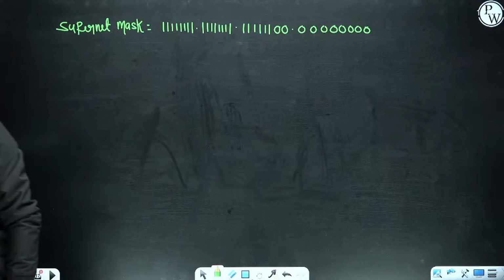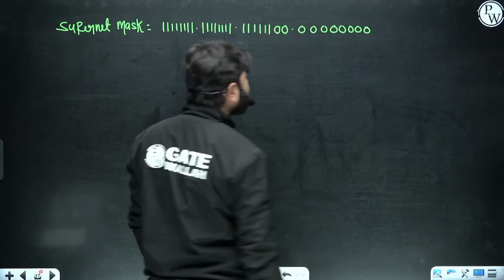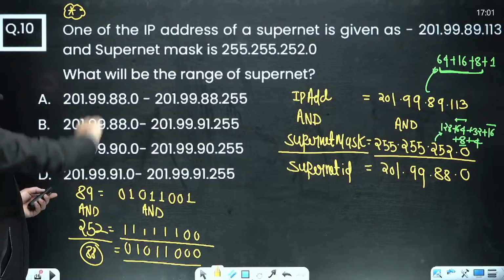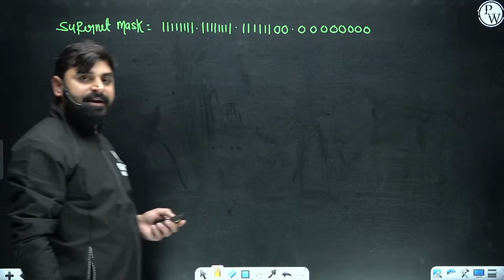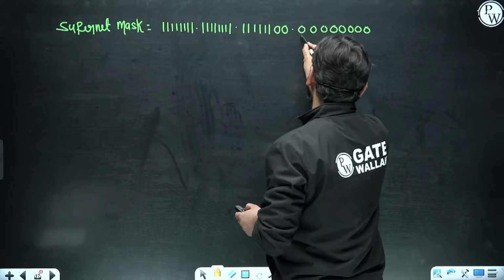Now tell me one thing: this is class C, right? Class C, network ID how many bits? 24 bits. Host ID how many bits? 8 bits. So it means the last 8 bits are representing the host ID part.